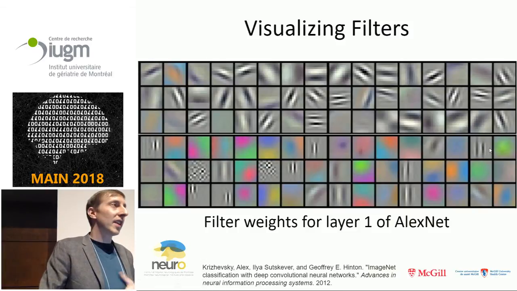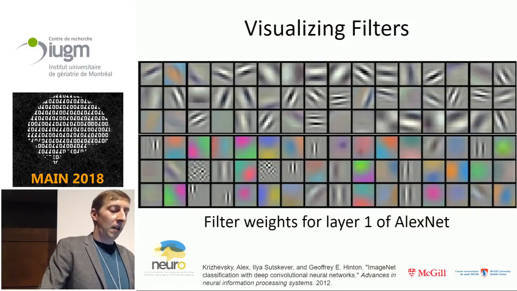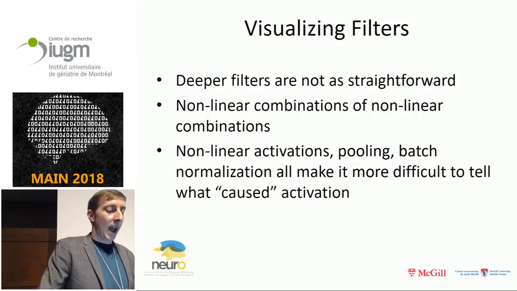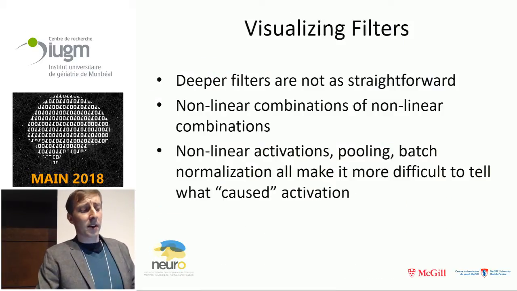So AlexNet visualized the weights of the first layer. Cool. You get Gabor patterns. Looks kind of like the visual cortex. But this is layer one. And after that, deeper filters are not as straightforward.